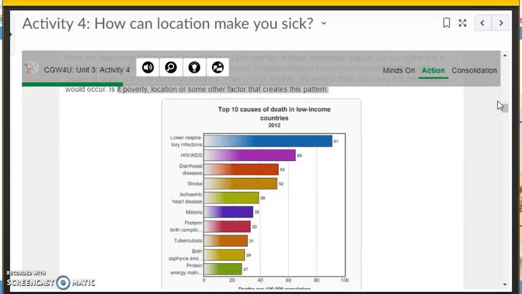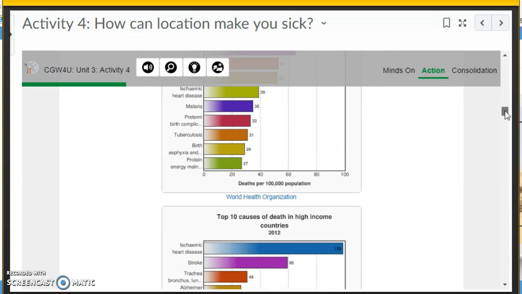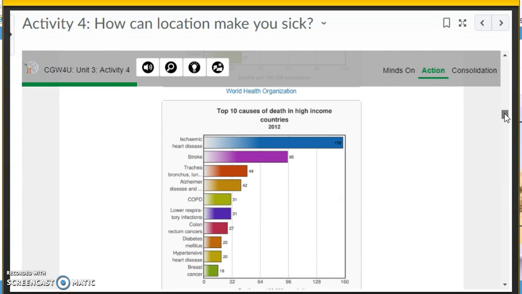And again, you're able to compare top 10 causes of death in low-income countries to top 10 causes of death in high-income countries. What differences do you notice here? What might be factors that would cause these differences? Is it location? Is it wealth? What might it be?